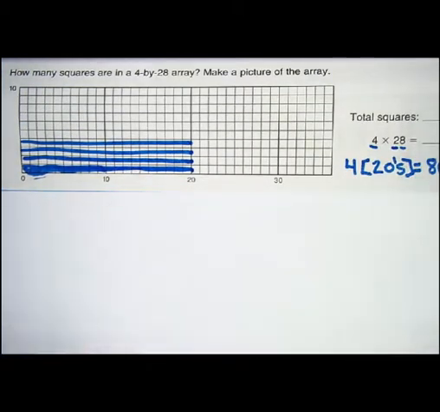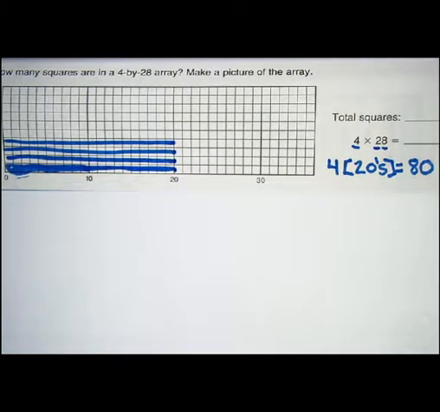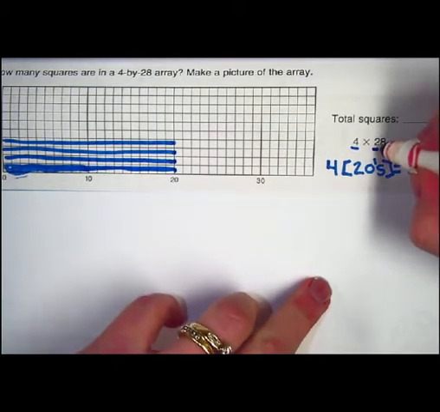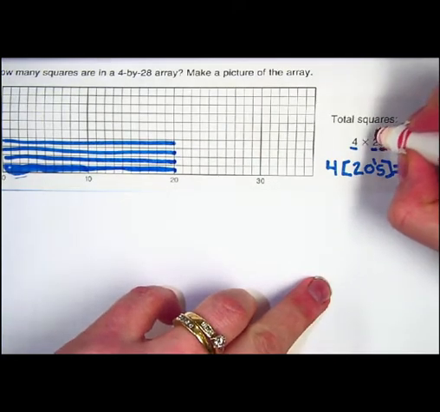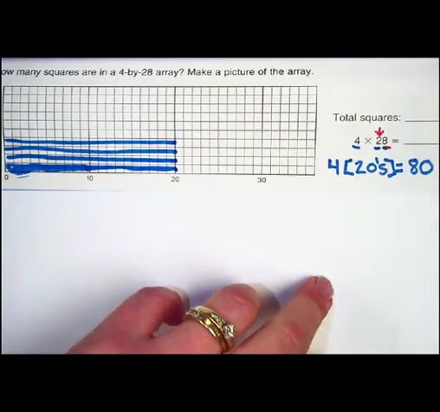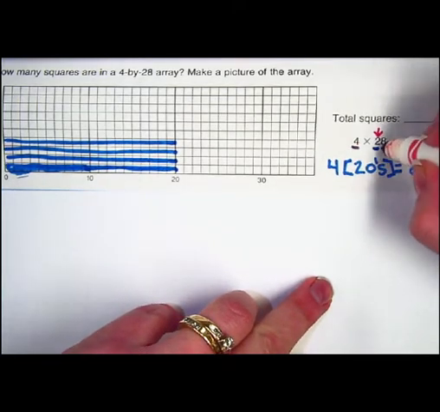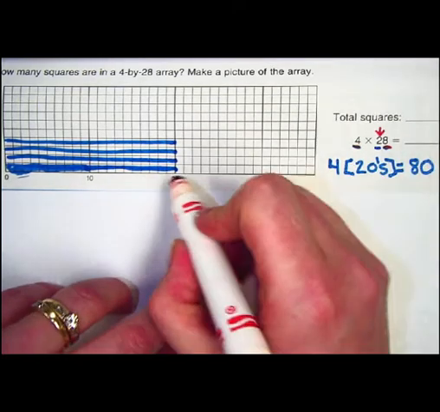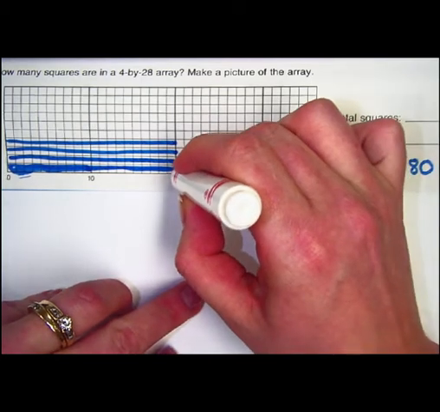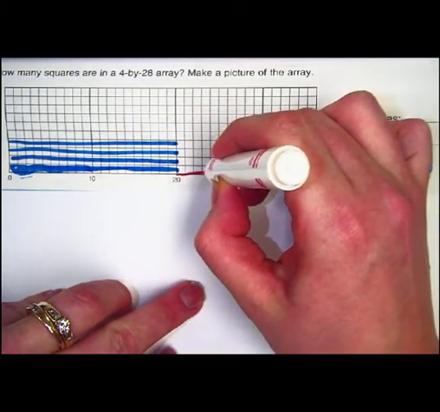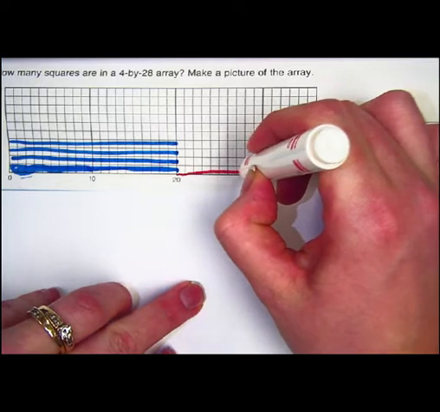Now I have to think about the second part of that problem. I have 4 times 8. I'm already done with the 20 right here. I want to pretend that this is gone. I don't want to use it anymore. I want to think now about 4 times 8. I'm going to go over 8 squares. 1, 2, 3, 4, 5, 6, 7, 8.